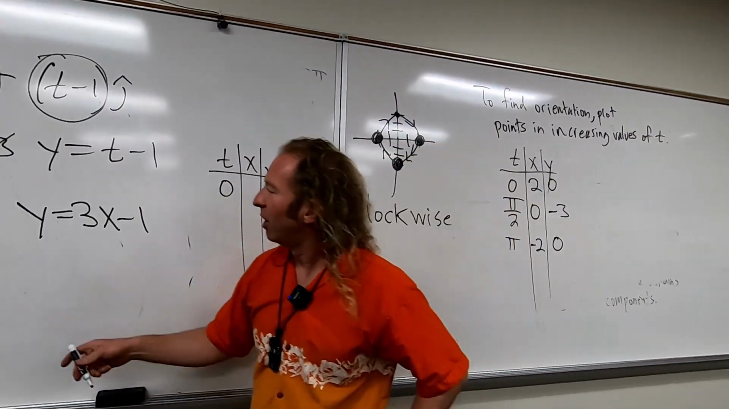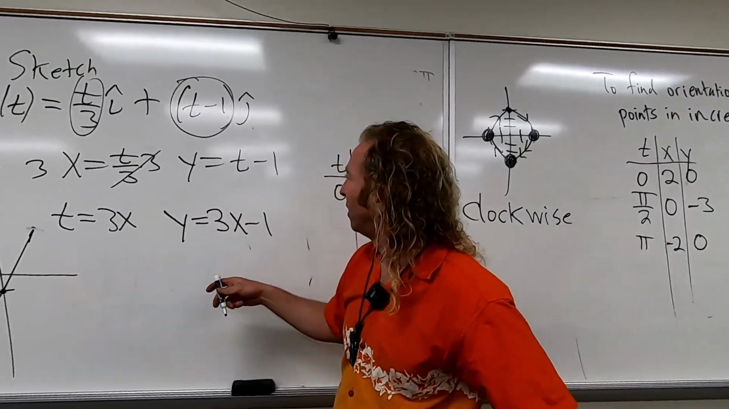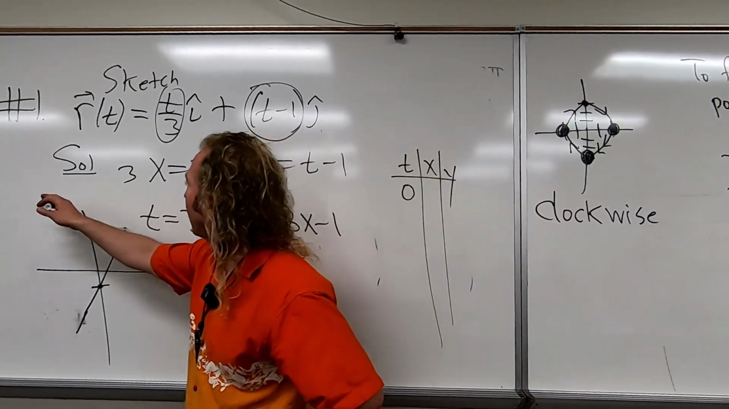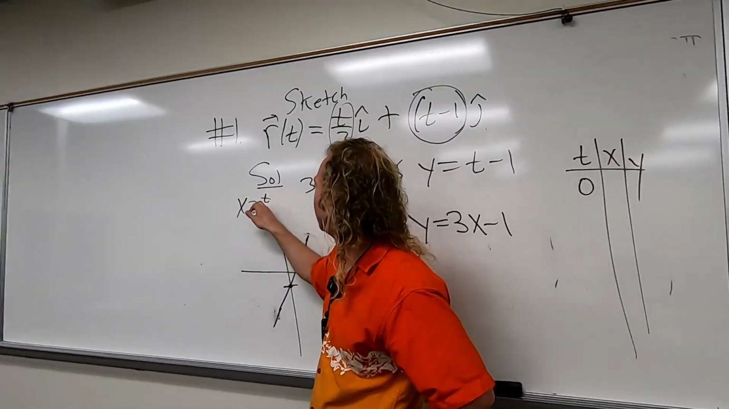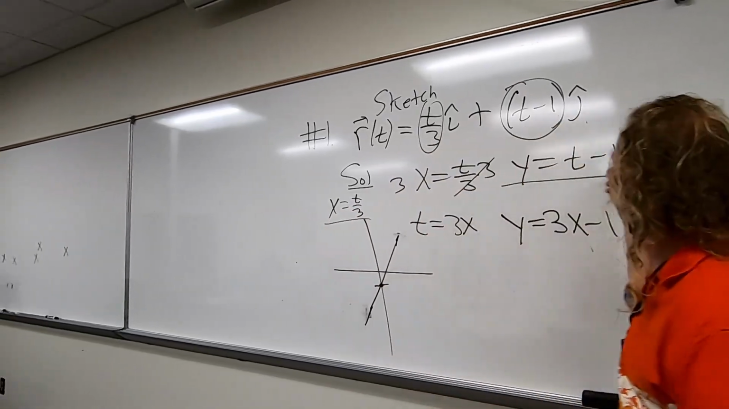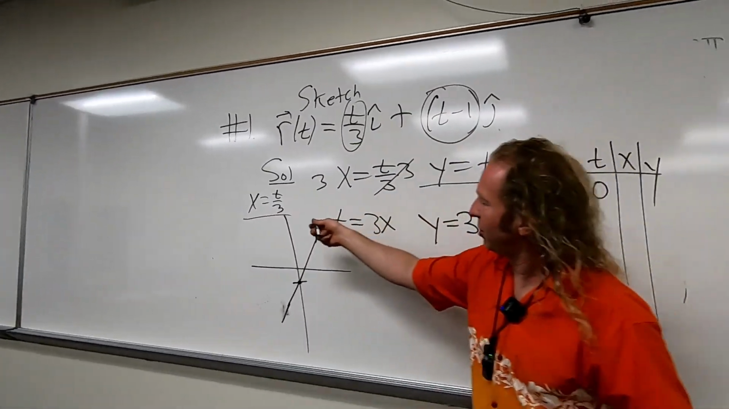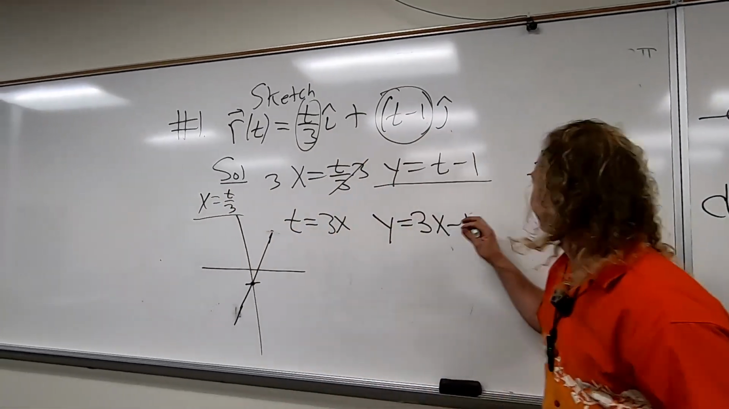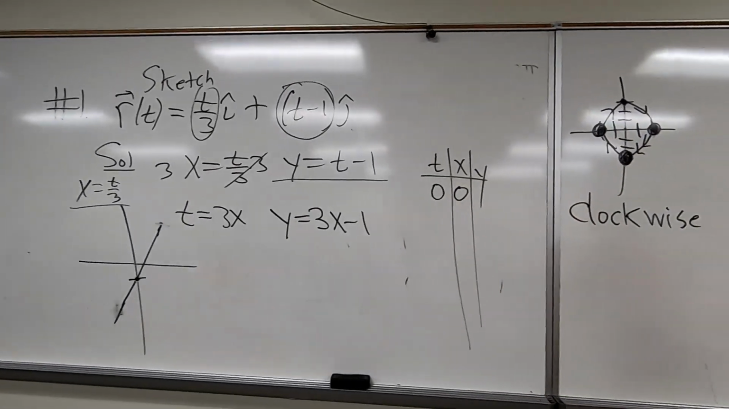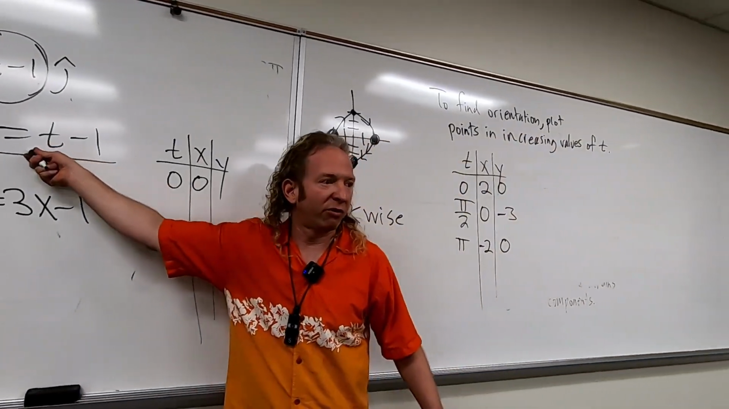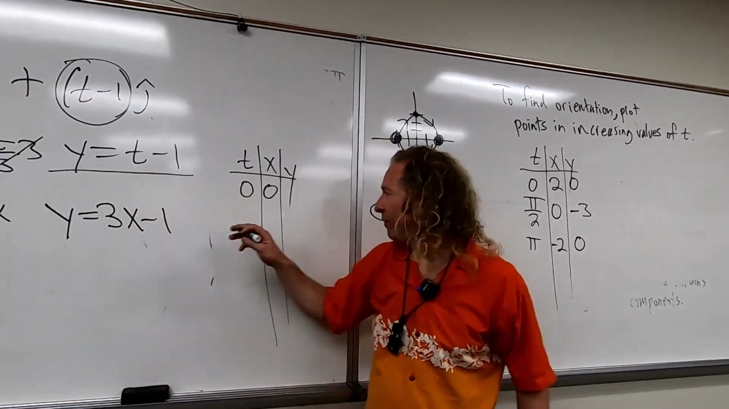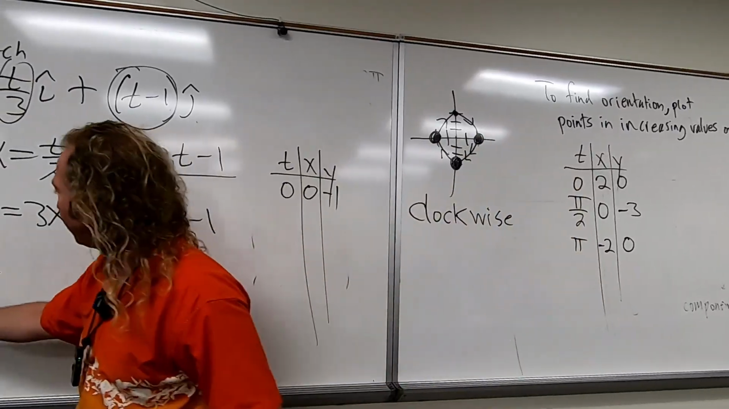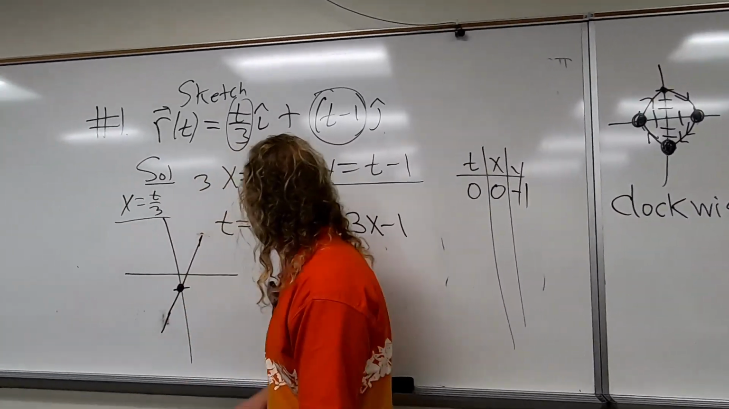Plugging in 0 for t, it's up here, the x equals t over 3. I know you can't see it. Here, this one and this one. So plugging in 0 here, we get x equals 0 and y equals -1. So we're here. This is our first point. We just need one more point.